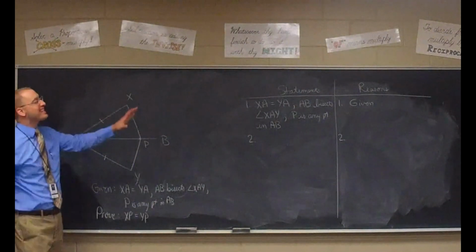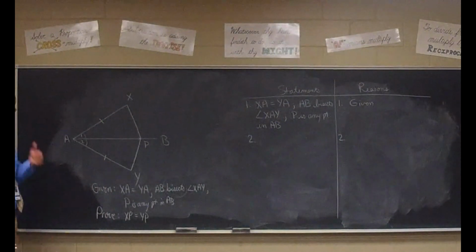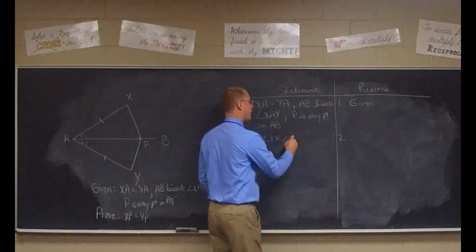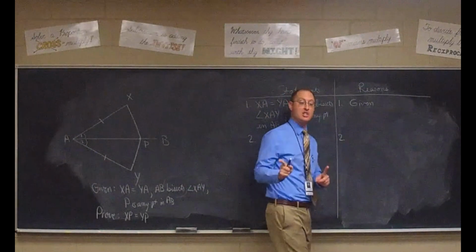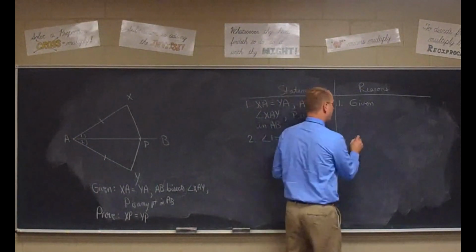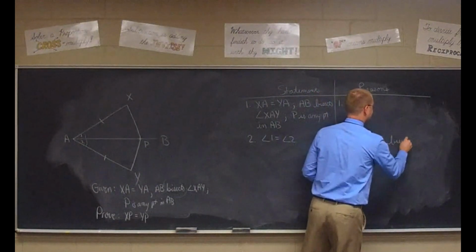So what should we state for our second statement? Angle 1 equals angle 2. How do I know those two angles are equal? Good, because we have an angle bisector, and that's what an angle bisector does. It's the definition of angle bisector. You're catching on? Good.